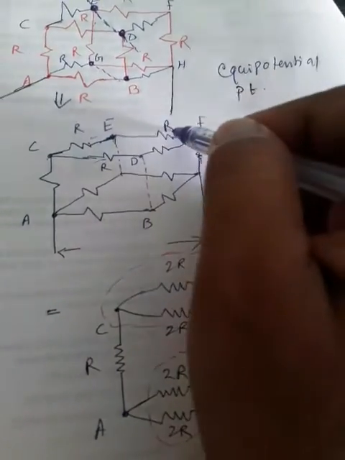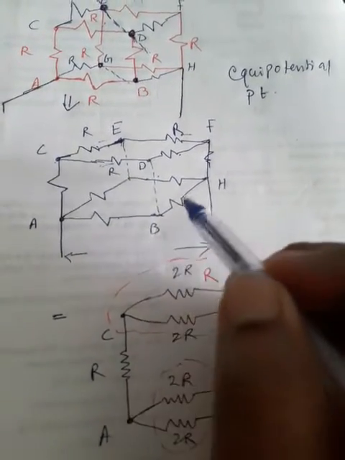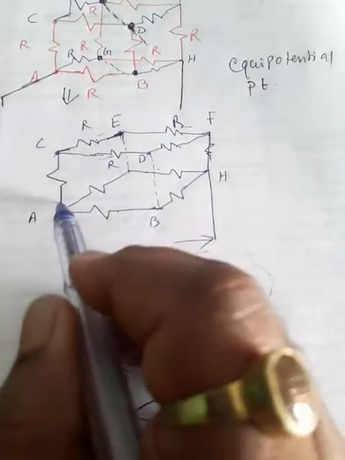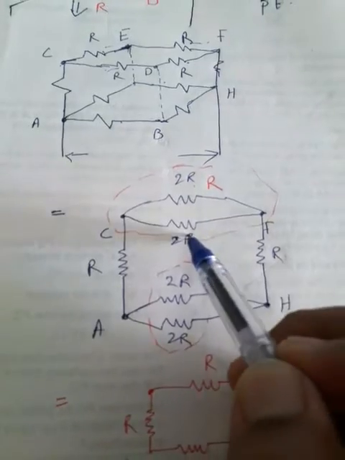Now looking at the diagram again, let us redraw this particular part. This resistance is R. So these two resistances are in series, similarly these two are in series and these two are in series, along with this resistance and this resistance. If you redraw it, it is like this. R plus R is 2R, and R plus R is again 2R. So this 2R and this 2R are in parallel.